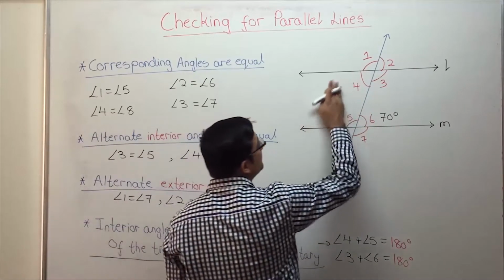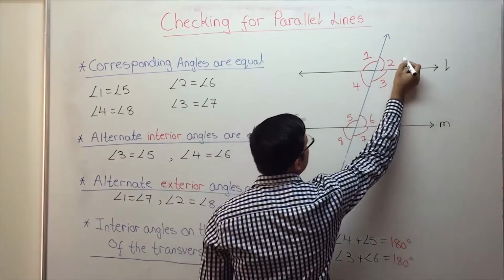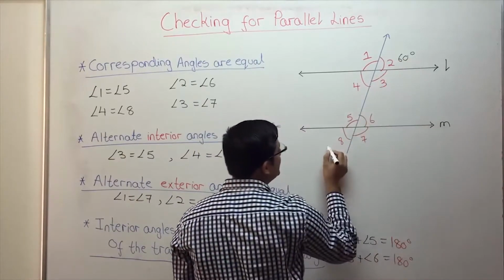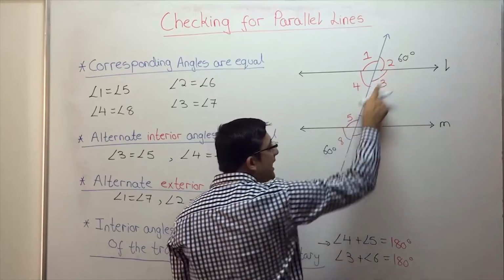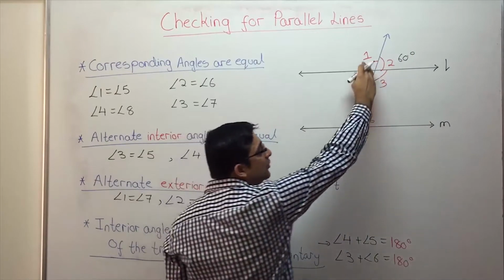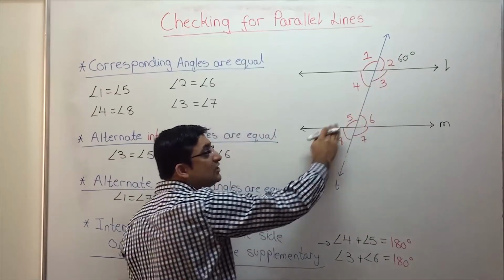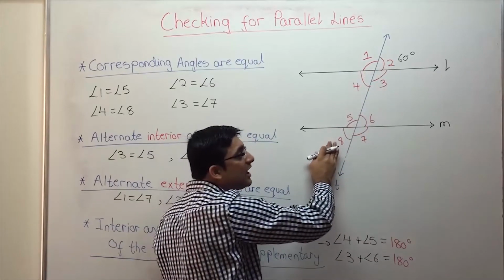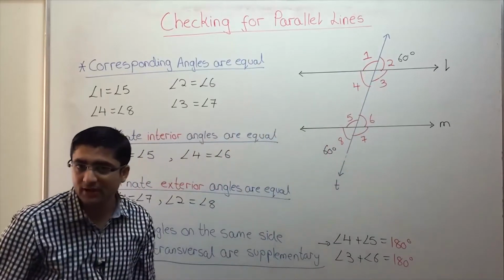Similarly, let's say I give you this angle is 60 degrees and this angle is 60 degrees. So what are angle 2 and angle 8? Exterior angles. One is on the right side, the other is on the left side. So they are alternate exterior angles. Are they equal? Yes. So the lines are parallel. Next.